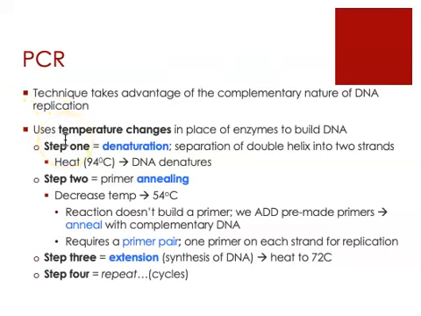Each combination of steps 1, 2, and 3 is referred to as a cycle of PCR. And we typically run 30 to 40 cycles inside of a thermocycler for each PCR reaction. That takes anywhere from 3 to 5 hours of time.